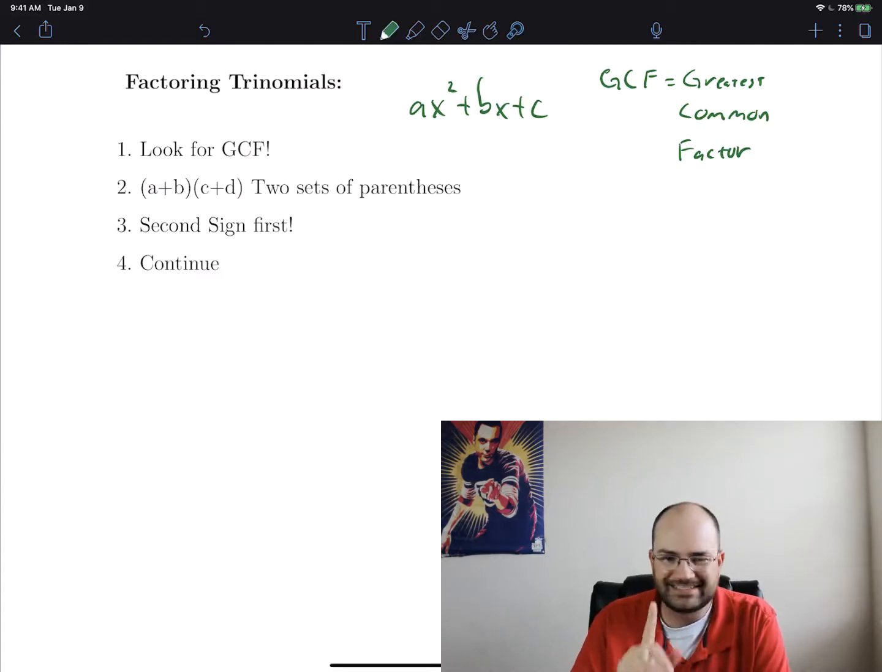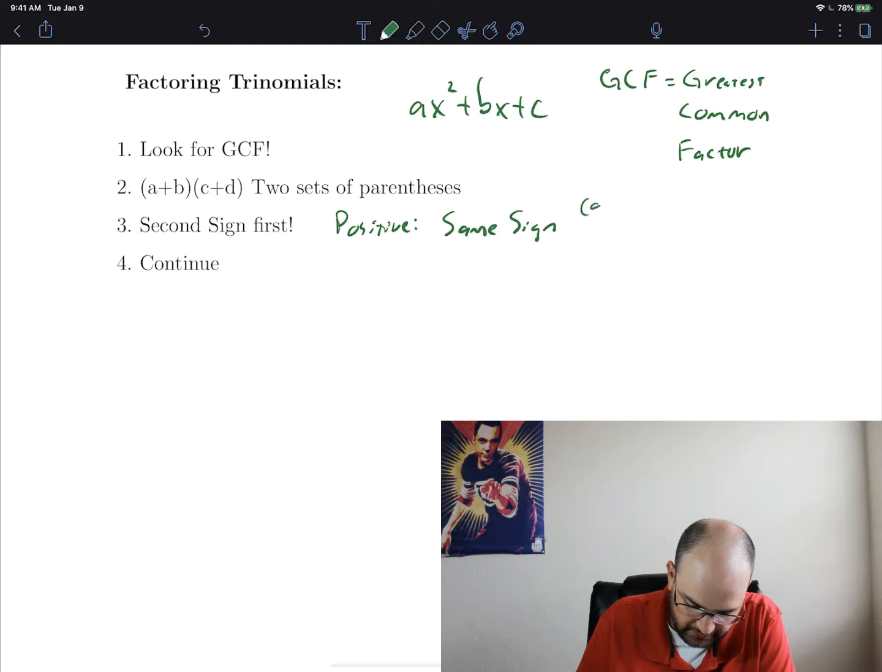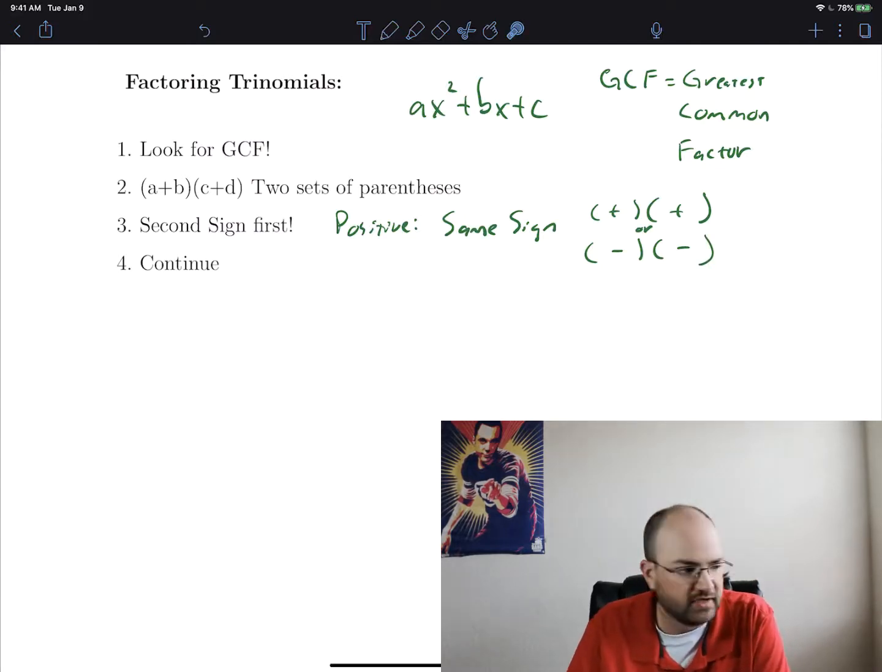So here's the thing. If the second sign is positive, that tells us that we have the same sign, plus and plus, or minus and minus between the two terms in each of these. And it all depends on what this is. Now, if this is the same sign, it's either both positive or both negative.